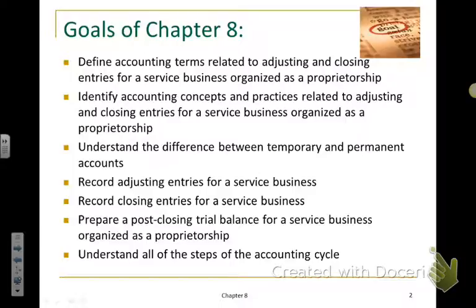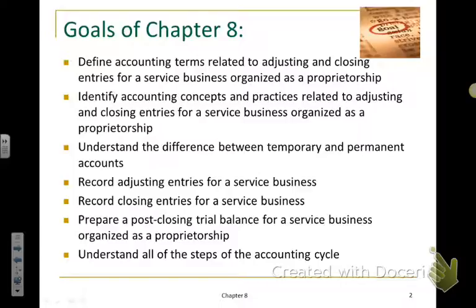So our goals for Chapter 8, we're going to work on understanding some terms relating to adjusting and closing entries. We're going to identify the accounting concepts relating to adjusting and closing entries. We're going to understand what the difference is between temporary and permanent accounts, how those relate to our adjusting and closing entries, and then lastly, we're going to prepare a post-closing trial balance.